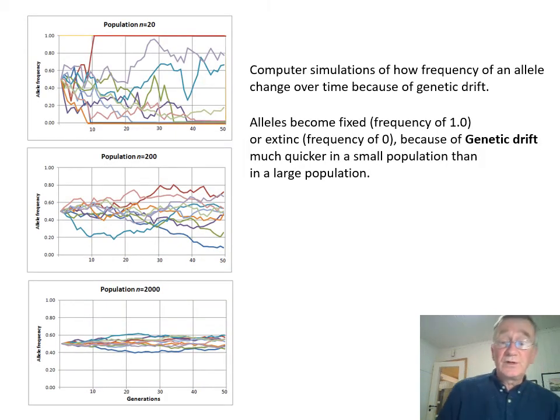This is a slide which was not in the original PowerPoint I put out in Canvas, so maybe not all of you have this, but it's just an extra slide showing a computer simulation, showing that in a small population the genetic drift is much easier to see. Here we see 3 populations with a size of 20, 200 and 2000. And the computer has simulated an allele starting with a frequency of 0.5.